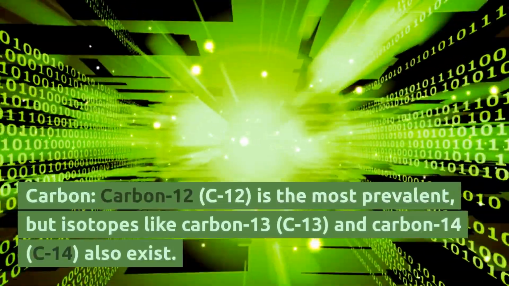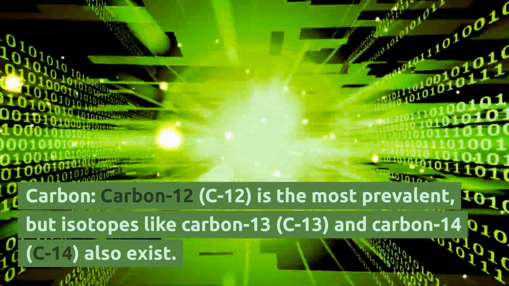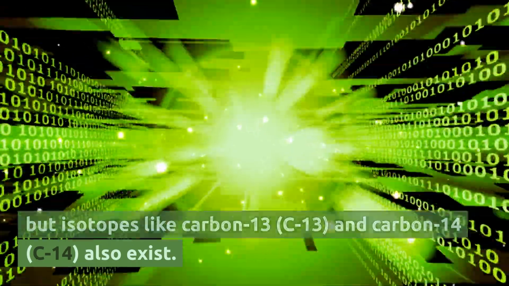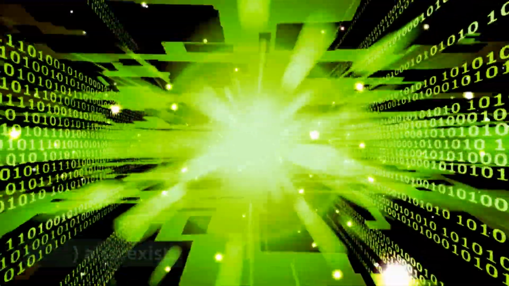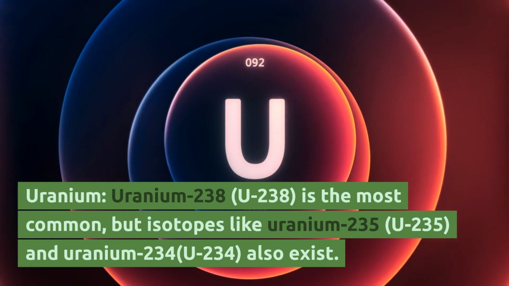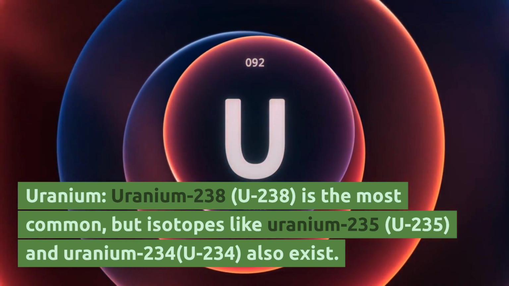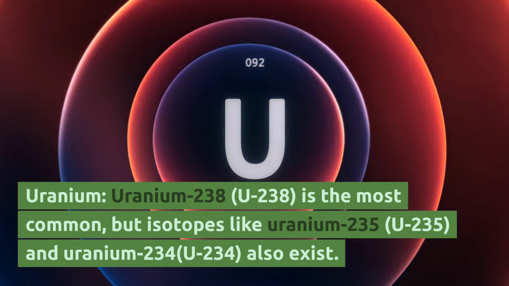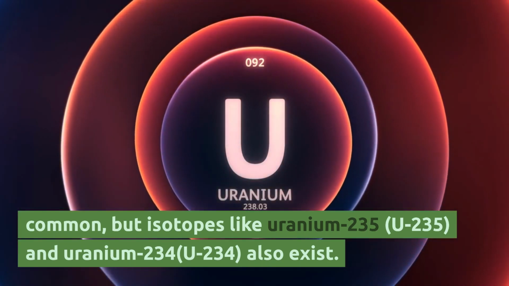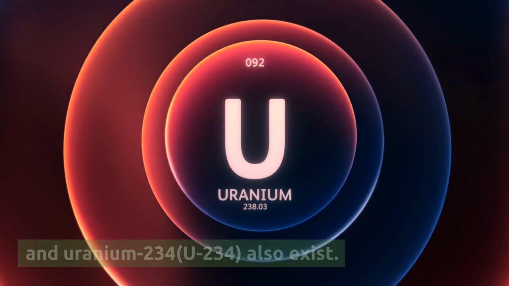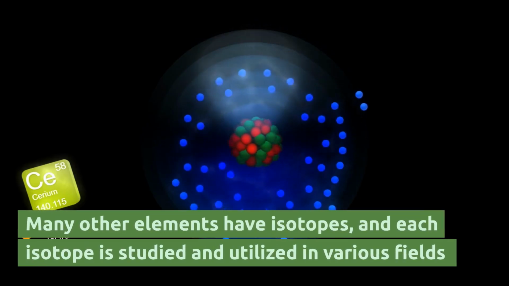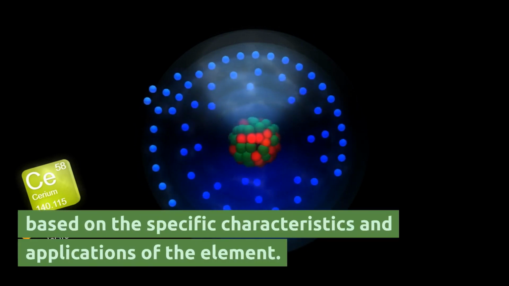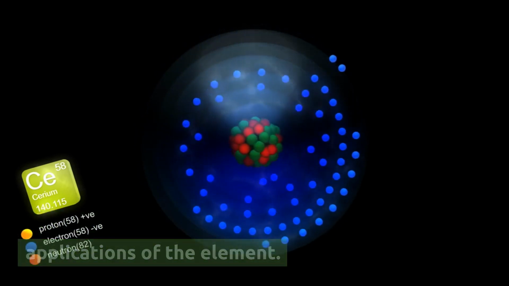Carbon. Carbon-12, C12, is the most prevalent, but isotopes like carbon-13, C13, and carbon-14, C14, also exist. Uranium. Uranium-238, U-238, is the most common, but isotopes like uranium-235, U-235, and uranium-234, U-234, also exist. Many other elements have isotopes, and each isotope is studied and utilized in various fields based on the specific characteristics and applications of the element.